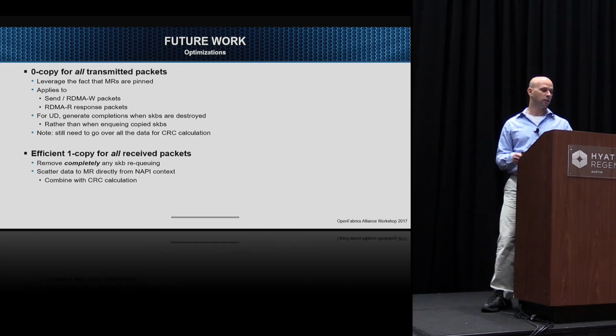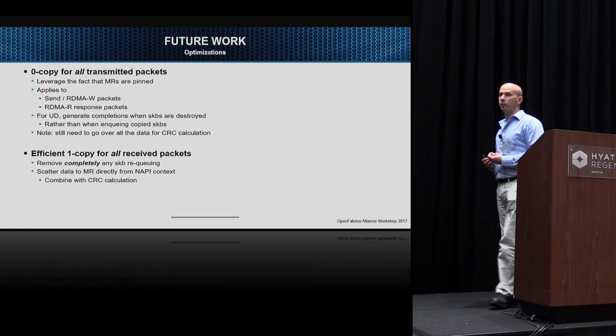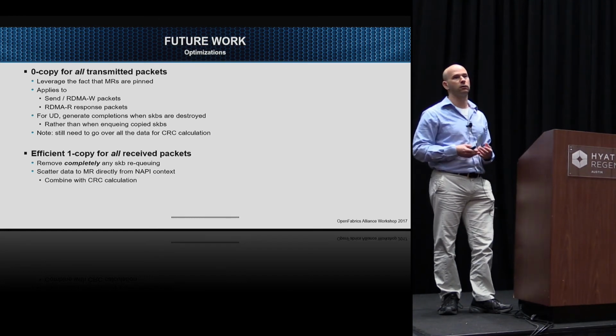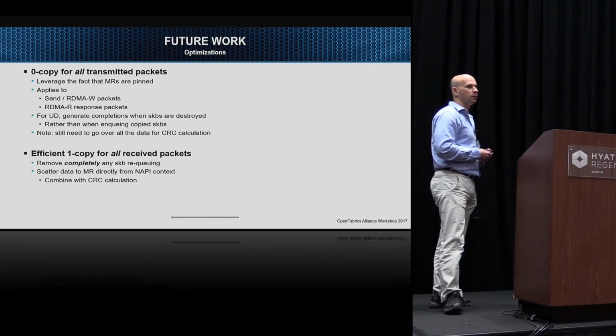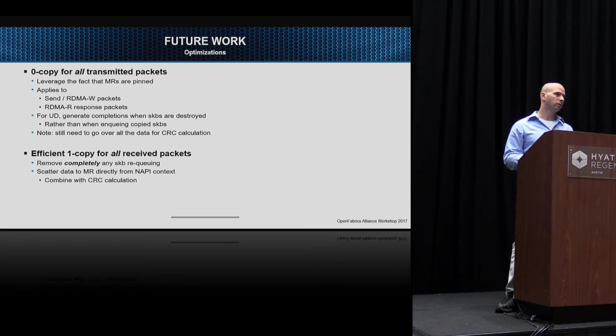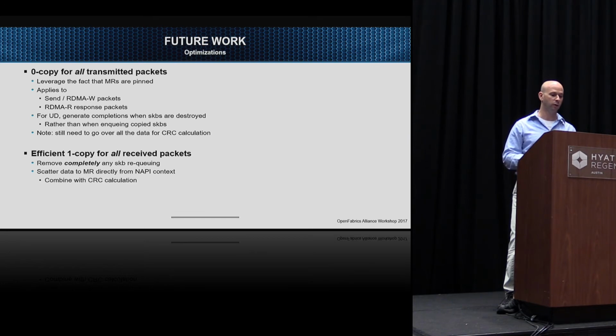The first is zero copy for transmits. Since we have the memory regions pinned, the code right now, when it sends packets, creates SKBs and copies out the data. And there's no real reason to do that. Instead, we can directly point to the fragments with zero copy. This would apply to sends, to RDMA writes, and also when you're sending read responses. So basically, whenever we have large, MTU-sized data, we should be able to do zero copy.